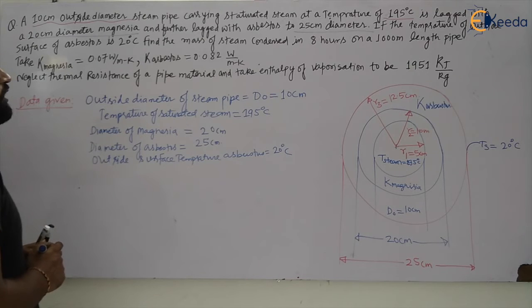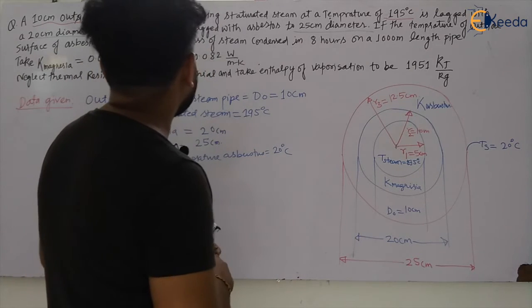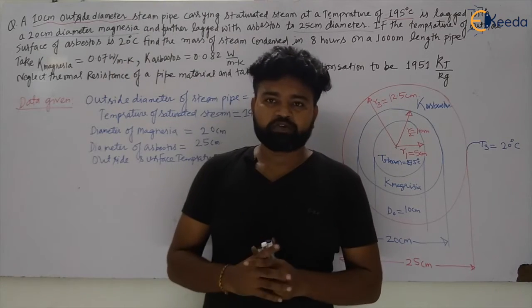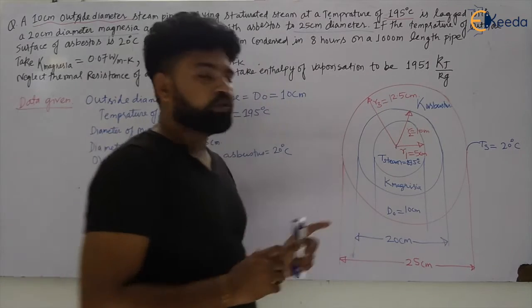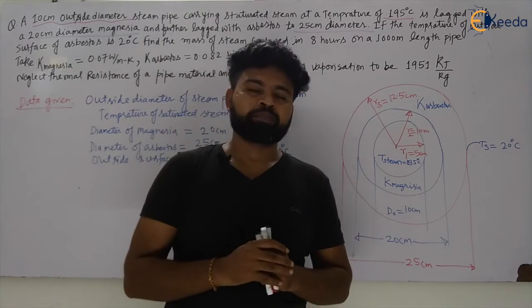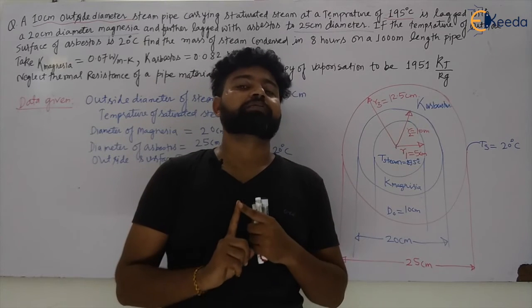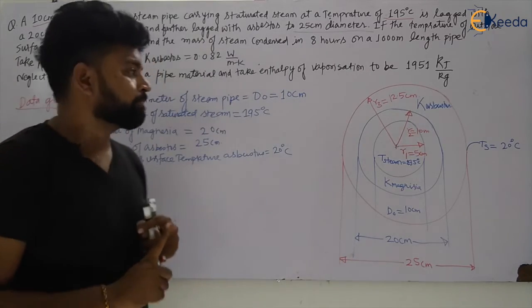Condensed in 8 hours on a 1000 meter length pipe. Take K magnesia equal to K asbestos. Now, how can we calculate the heat transfer in this case? First of all, we will make the circuit diagram. Then we will calculate the R effective, and after this calculation, we will calculate our heat transfer, my dear students. So let us do it.